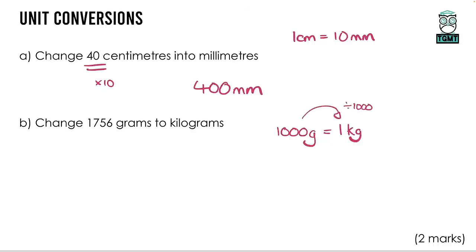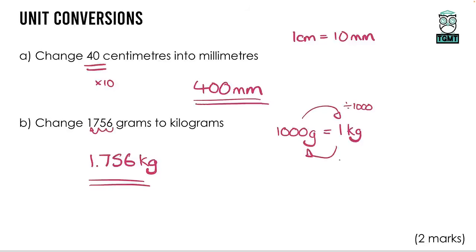You can take a logical approach and think, well, it is 1,000 and a bit, so you know it's 1 point something. But if we just divide by 1,000, we get 1.756 kilograms. And again, if we were converting the kilograms back into grams, then we would multiply back to grams. So our conversion works both ways. But there we go, there are just a couple of unit conversions.